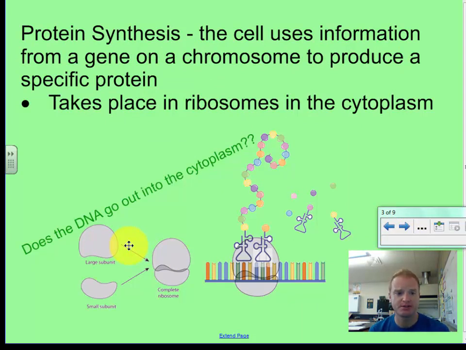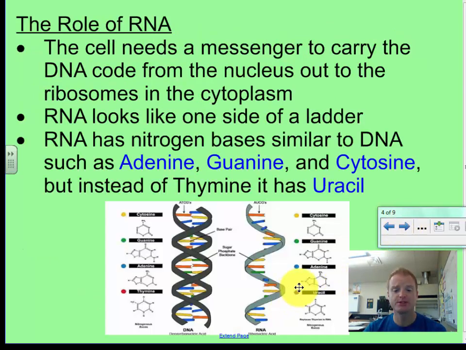Protein synthesis: the cell uses information from a gene on a chromosome to produce a specific protein. Anytime you see the word synthesis, you're making something. So protein synthesis, you're making proteins, you're putting them together. Again, this takes place in the ribosomes in the cytoplasm. This is where you need to start writing things down. This is where the notes really begin.